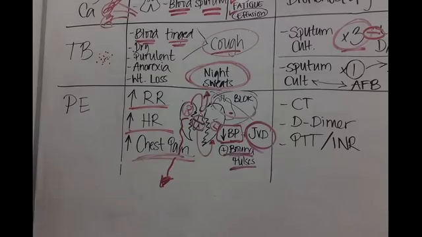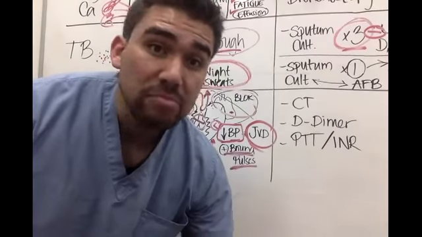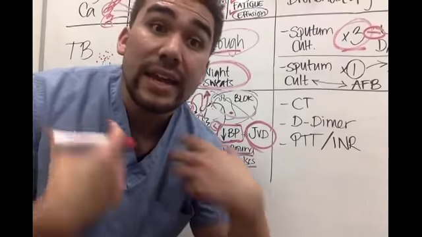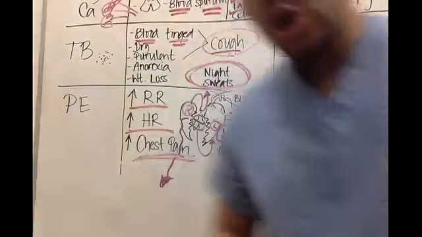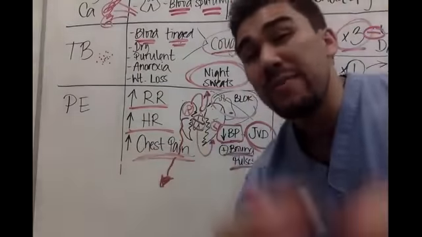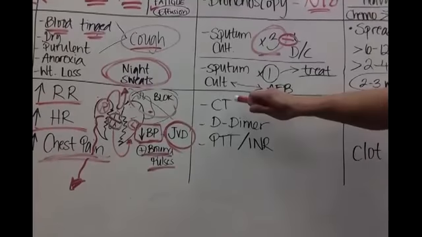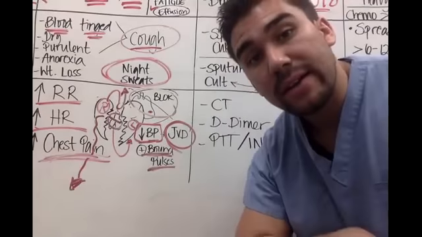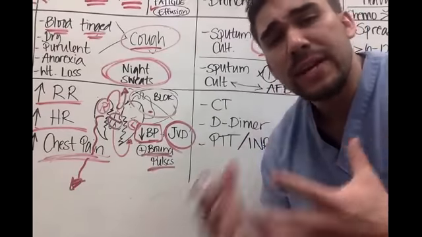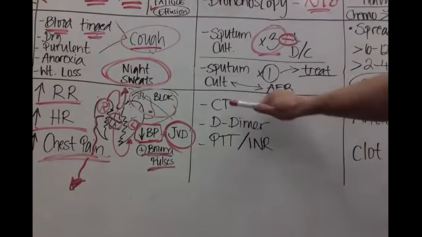Next one is your PE. With your pulmonary embolism, go back to the patho. Is it bacteria? No. Is it a cancerous mass? No. Is it a popped lung? No. It's a pulmonary embolism. We have a blood clot in the flipping lung. So what we're going to do is a CAT scan. With that CAT scan, we're doing an X-ray of the body and seeing, hey, does this patient have a clot in the lungs? We're going to do a CT.